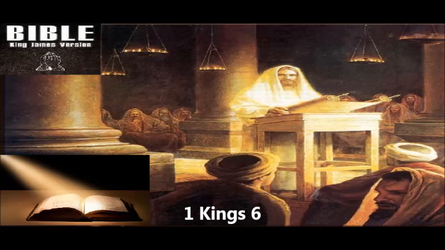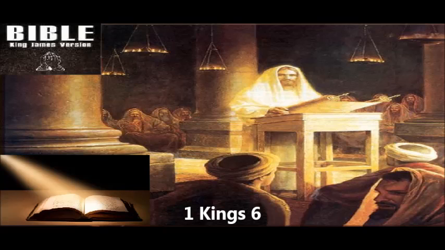And for the entering of the oracle he made doors of olive tree. The lintel and side posts were a fifth part of the wall. The 2 doors also were of olive tree, and he carved upon them carvings of cherubims and palm trees and open flowers, and overlaid them with gold, and spread gold upon the cherubims and upon the palm trees.